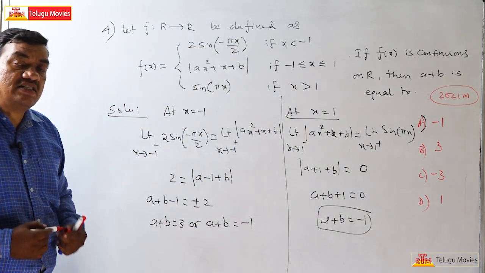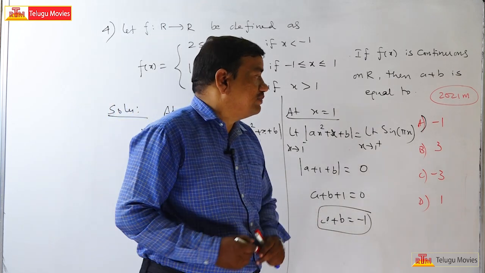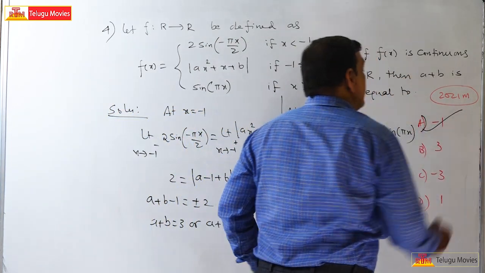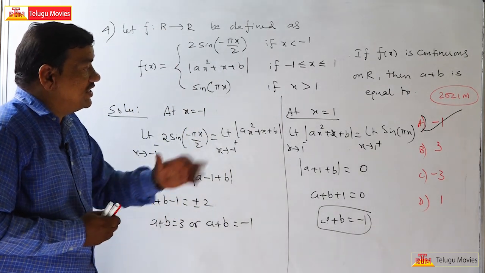In both the cases, what is the common value? a plus b is minus 1 here, and here also a plus b is minus 1. Therefore, minus 1 is the correct answer. Understand? I hope that you understand this solution.